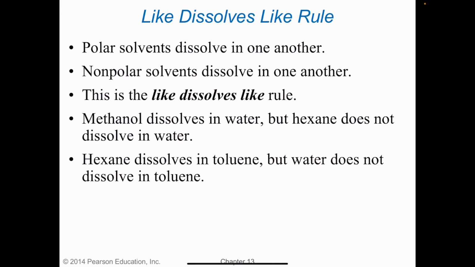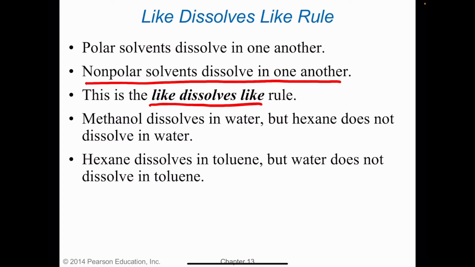Now, there's a rule that we call like dissolves like. Polar solvents will dissolve other polar molecules. Polar molecules like to buddy up with polar molecules, and nonpolar molecules can buddy up with nonpolar molecules. So polar is attracted to polar. Nonpolar molecules are also attracted to other nonpolar molecules. So nonpolar solvents can dissolve one another. And we call this like dissolves like. If two molecules are polar, they're kind of like each other. They like to talk to each other. They like to dissolve with each other.